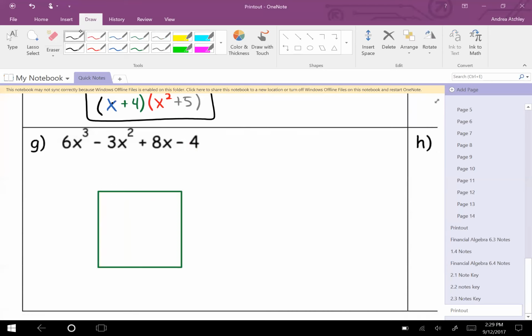Oh, we want to check again. Is there a GCF, something that they can all four be divided by? Almost 2, but the 3 can't be divided by 2, so we can't do that. Are there any like terms? Nope. Okay, so we're going to go on.